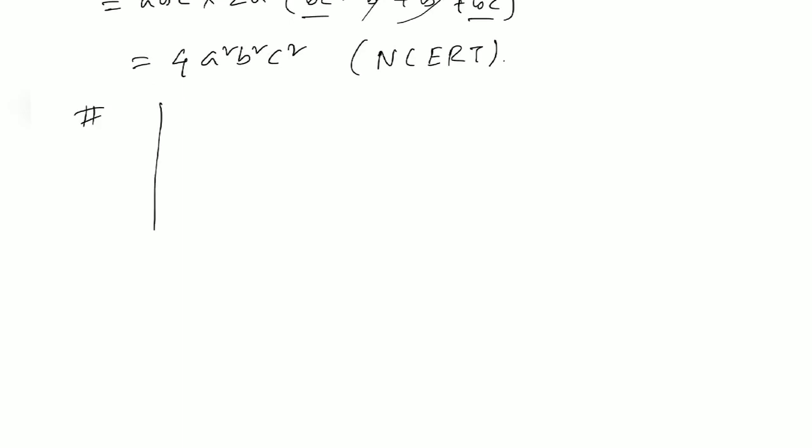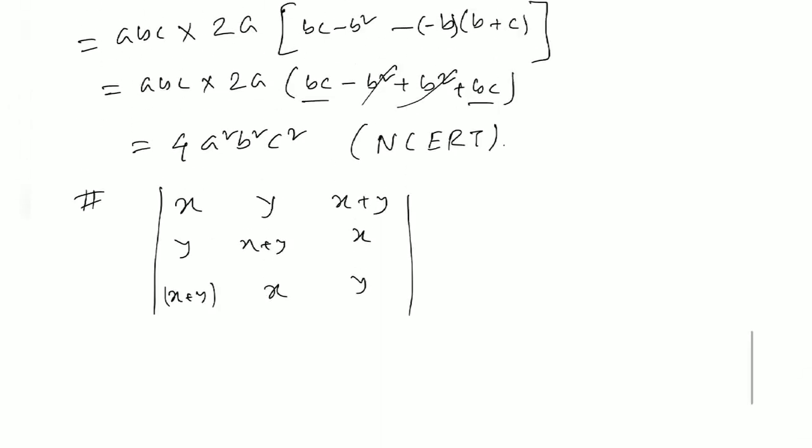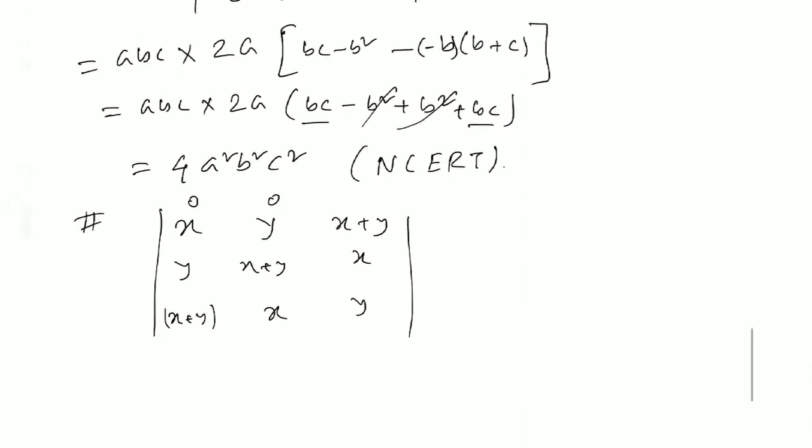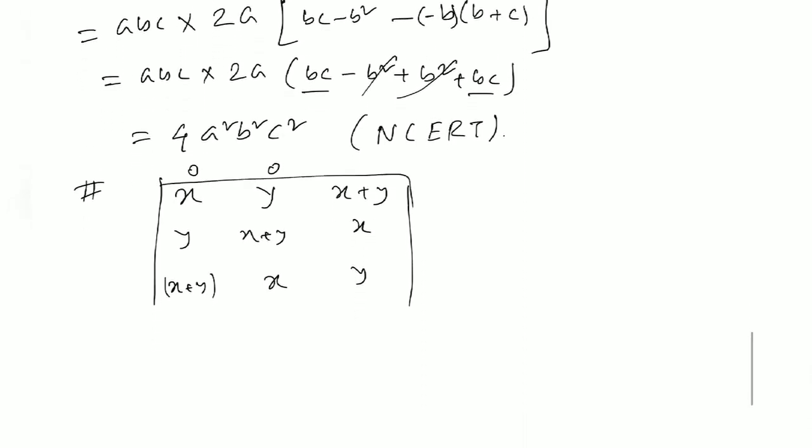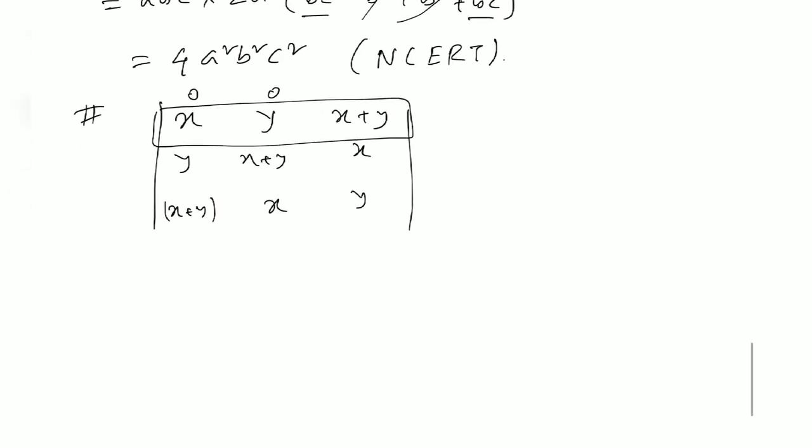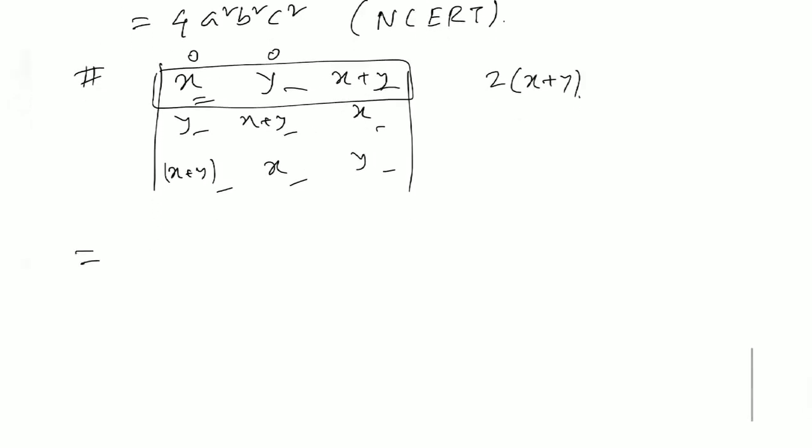Now let's solve another problem. Suppose you have a determinant with rows x, y, x plus y; y, x plus y, x; and x plus y, x, y. Pretty simple problem this is. The ultimate goal is to find zeros. Say we are adding the columns or the rows; what we get is 2 into x plus y. So either you add rows or you add columns. Let me add all the rows.